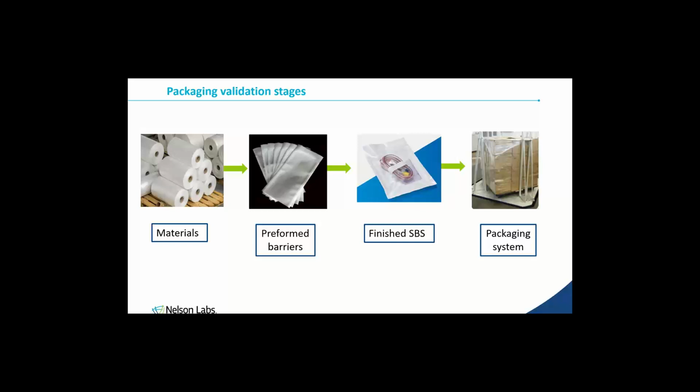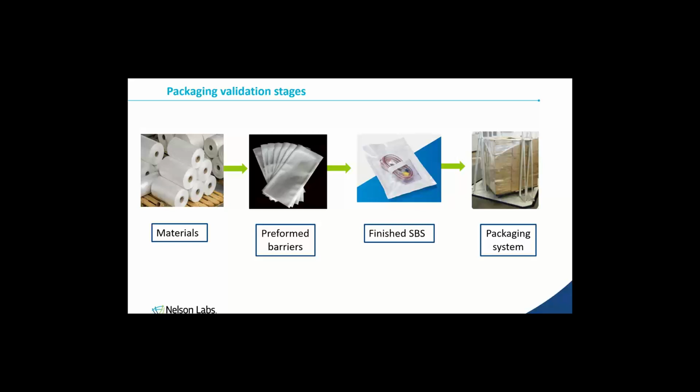Now they'll sell that preformed sterile barrier system to a medical device manufacturer who will add that final seal. That's your packaging process validation. Again, you perform the validation, you use monitoring to make sure that everything stays within the scope of the validation, and then you have change control for any changes that you need to make.